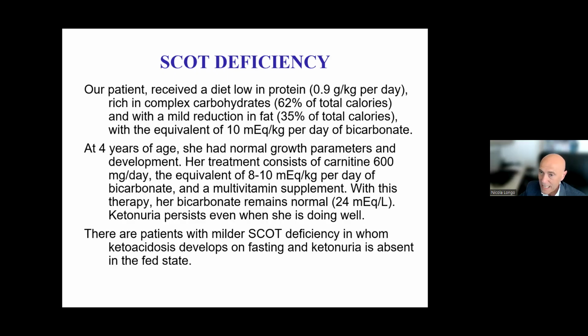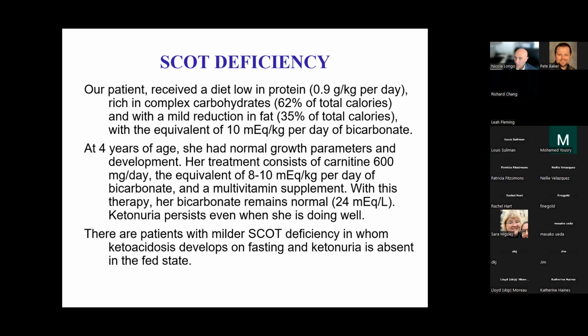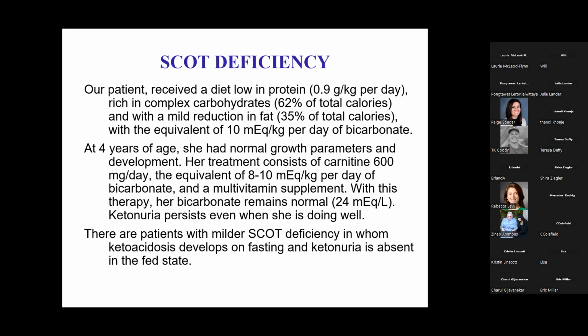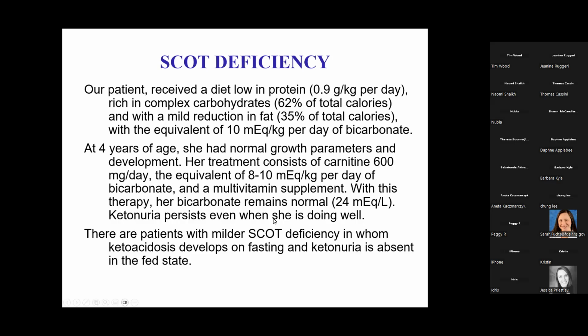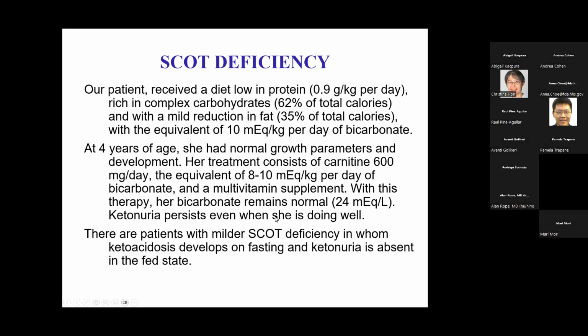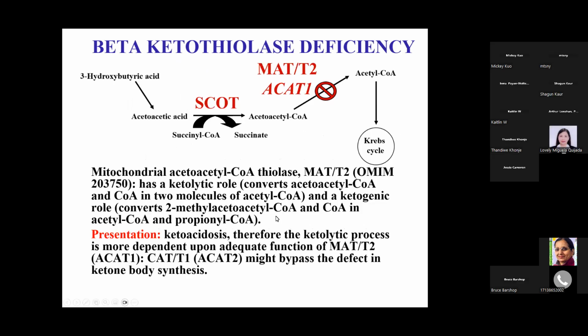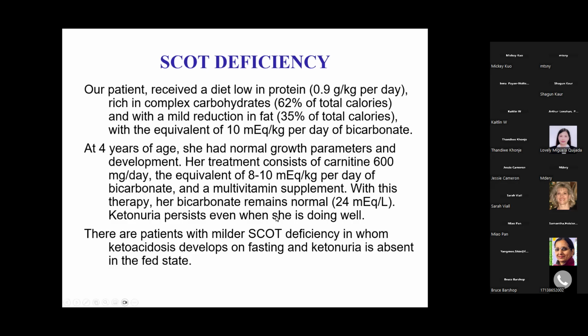With the alkali, you counteract the production of ketones, or you counteract the acidosis. If you counteract the acidosis until the child does not get nauseated and can continue to eat, you start giving some cornstarch that produces calories without producing ketones. You increase the carb, you decrease the ketogenic food, and then the child starts doing much better and doesn't require the dialysis anymore. So this is pretty much the therapy of SCOT deficiency.